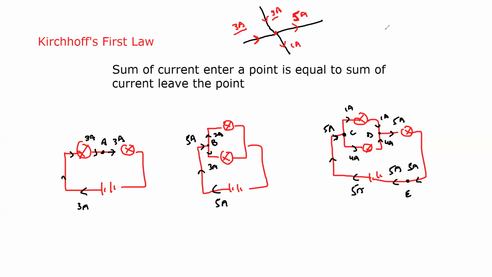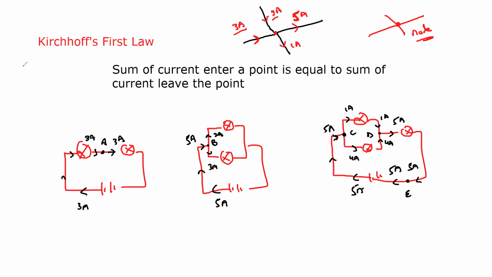So according to Kirchhoff's first law, a node is a point where two or more wires combine with each other. We call that a node in the electrical circuit, where we combine two meshes of the wire. So the total current which enters the point is always equal to the total current leaving the point.